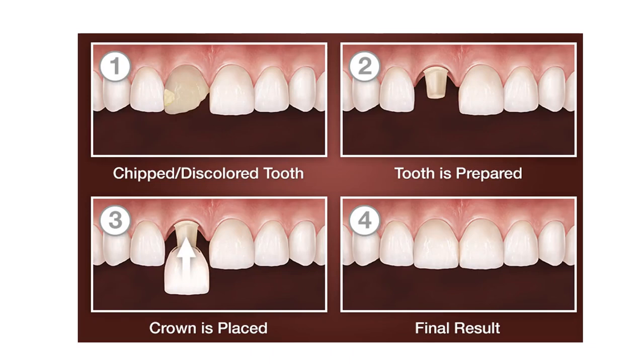So you can see here, chipped off, tooth is prepared, crown is placed as a final result. This is actually a case where there is not extensive tooth structure loss. So here there is no requirement of a post and core. You can directly place the coronal restoration.